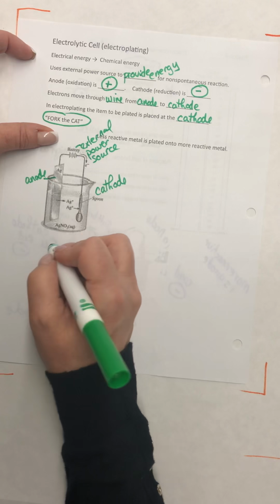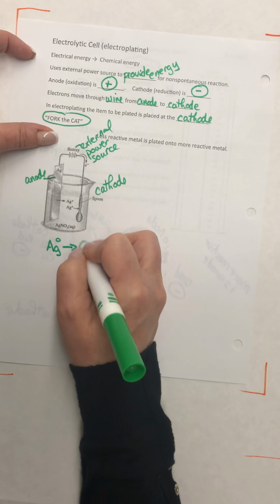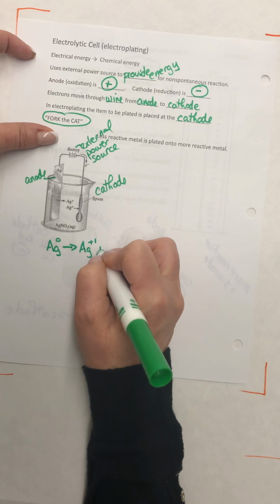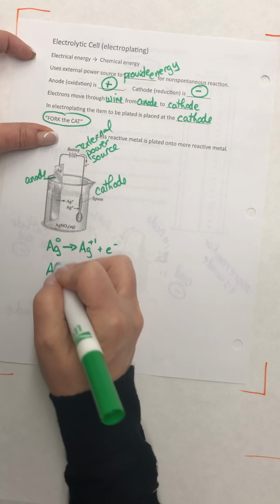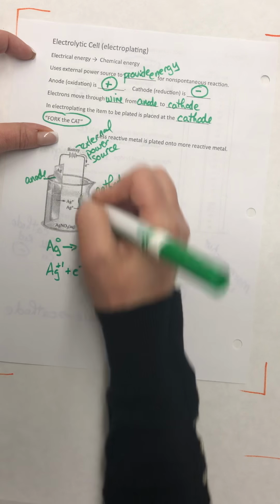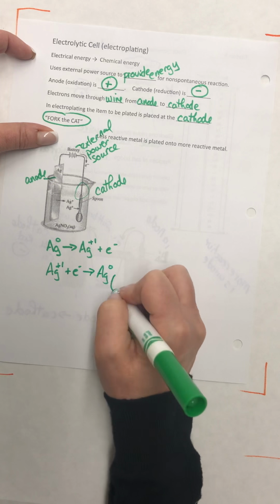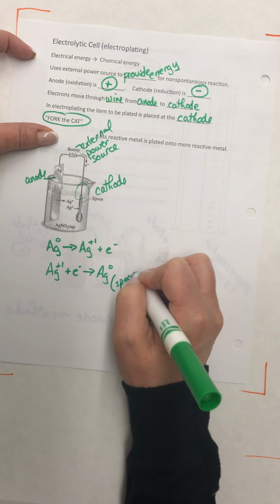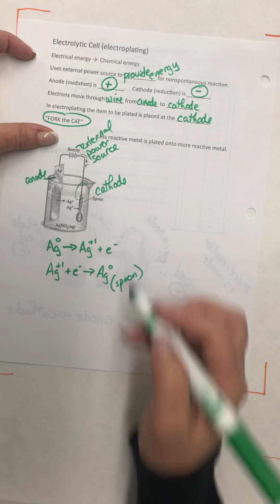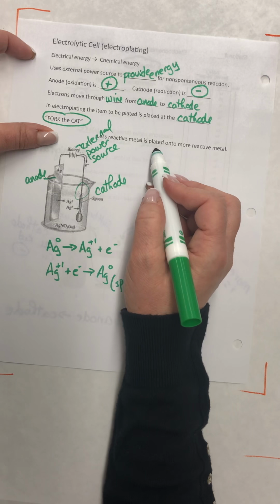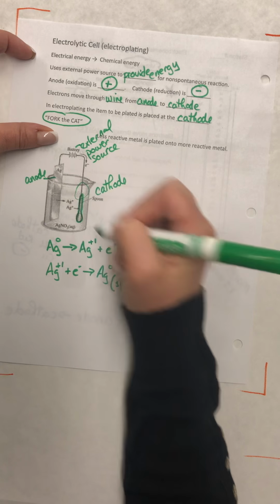Okay. What's going to happen is silver is going to become silver plus 1 by losing an electron. And then that silver plus 1 is going to gain an electron over here at the cathode and become silver 0 again, except now it's attached to the spoon. Okay? So we're going to take a less reactive metal and plate it with a more reactive metal to protect it on the outside. And that's electrolysis.